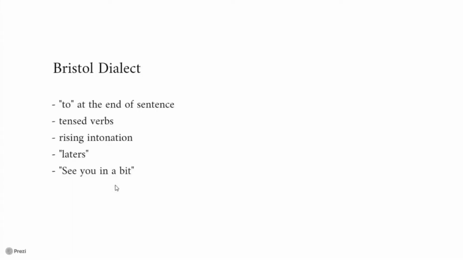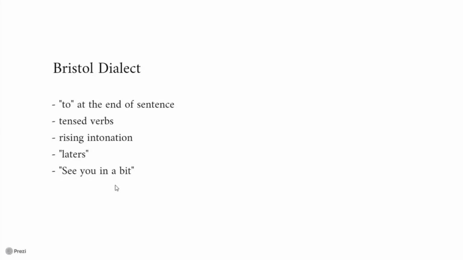Bristol also has some specific features regarding its dialect. Speakers of this accent tend to add the word to when speaking about the location. So, for example, standard questions such as where is it would be where is that to?